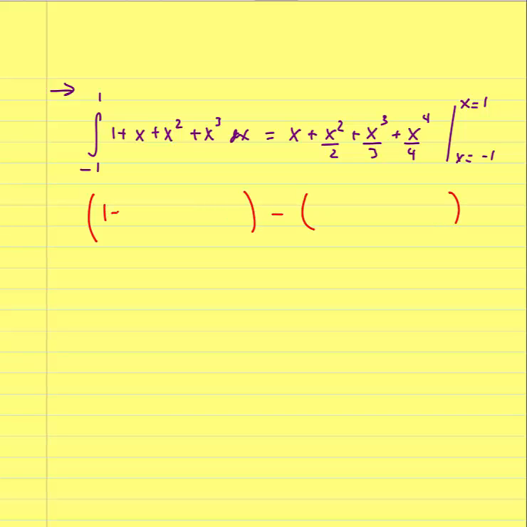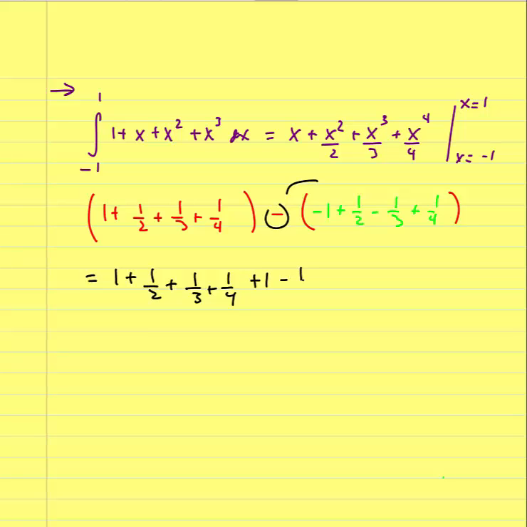Plugging in a 1, I get 1 plus 1/2 plus 1/3 plus 1/4. And then for my lower, plugging in a negative 1, I have negative 1 plus 1/2 minus 1/3 plus 1/4. Okay, now why are my signs changing? Remember, if I have a negative to an even power, it's positive. If I have a negative to an odd power, it's negative. So simplifying, I have 1 plus 1/2 plus 1/3 plus 1/4. I'm going to take the negative and distribute it. So I have a plus 1 minus 1/2 plus 1/3 minus 1/4.